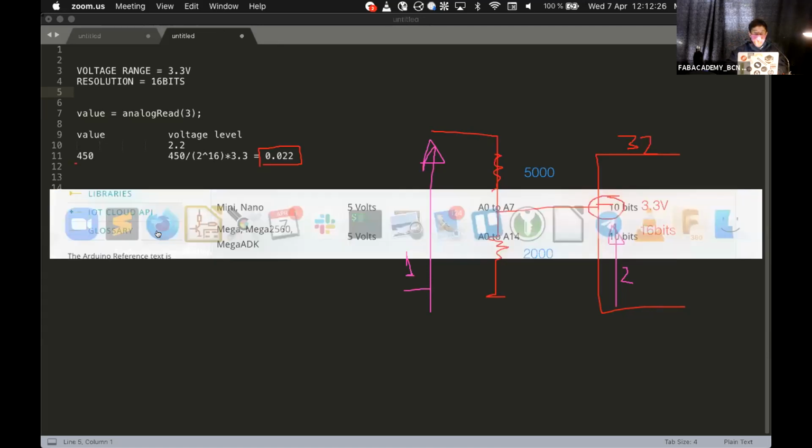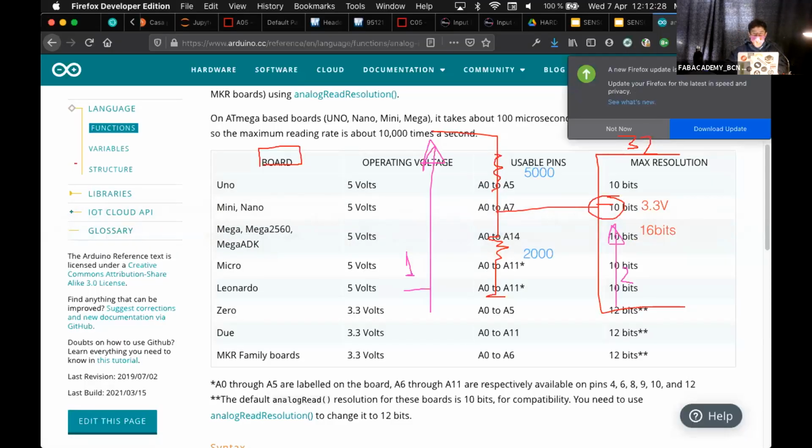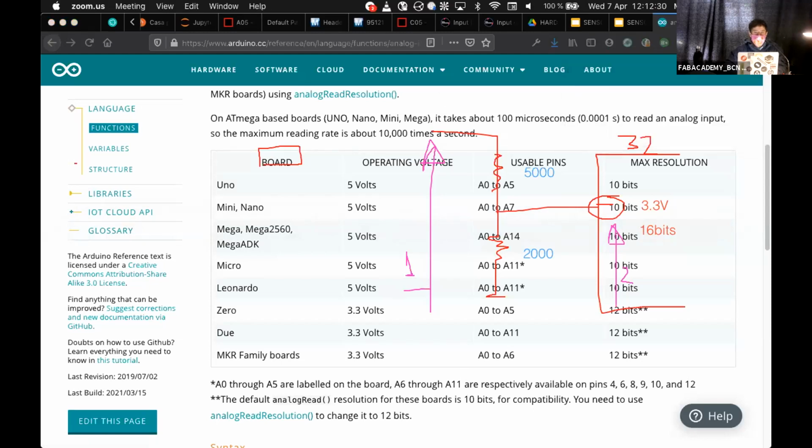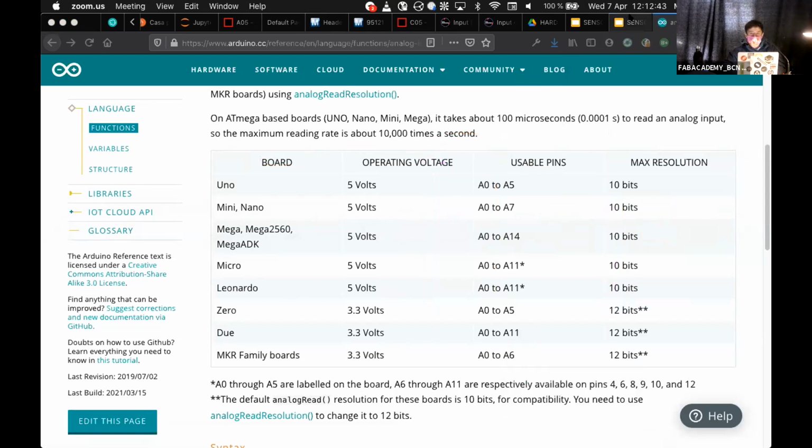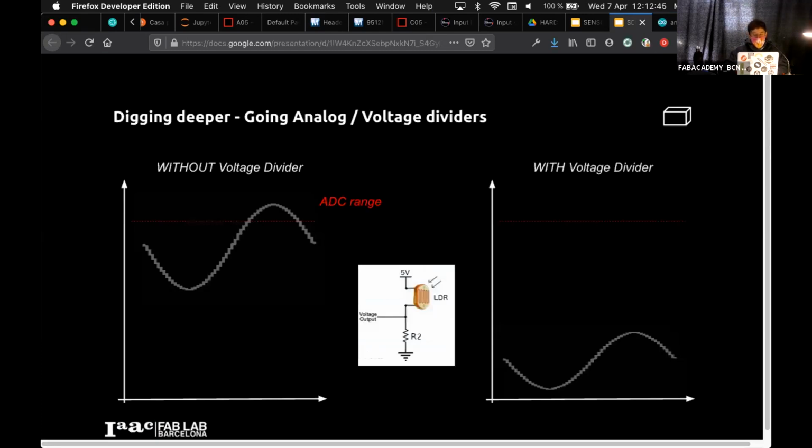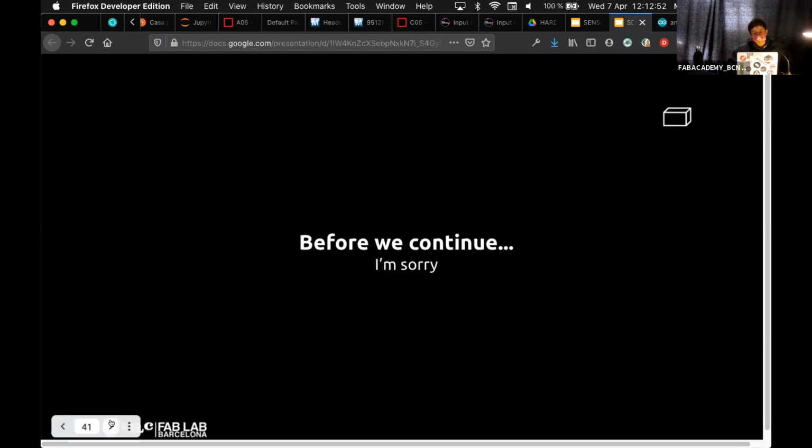Cool. So before we take a break, I know that you like when I say that, because it's not the break time yet. We are going to have a look at one other concept, and then we're going to talk about digital sensors.